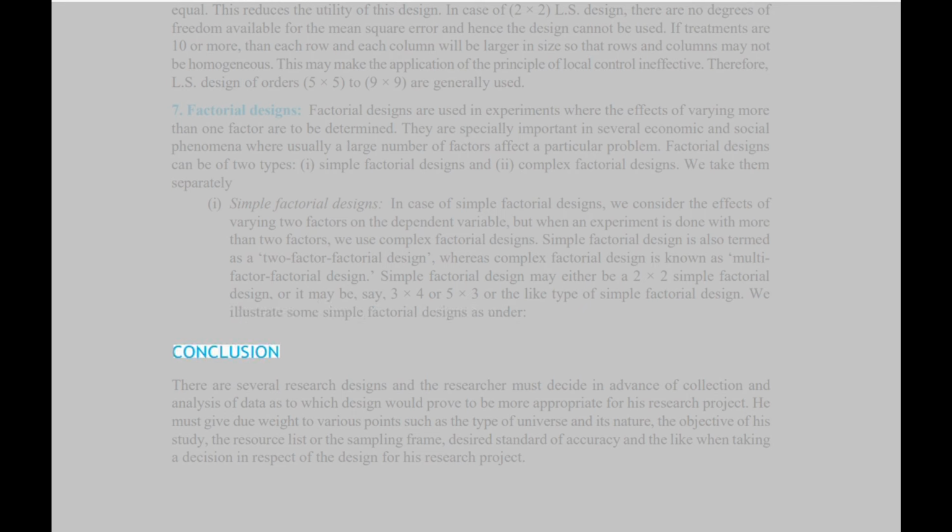Conclusion. There are several research designs, and the researcher must decide in advance of collection and analysis of data as to which design would prove to be more appropriate for his research project. He must give due weight to various points such as the type of universe and its nature, the objective of his study, the resource list or the sampling frame, desired standard of accuracy, and the like when taking a decision in respect of the design for his research project.